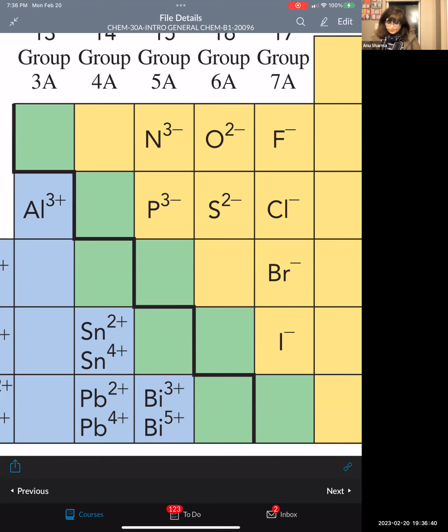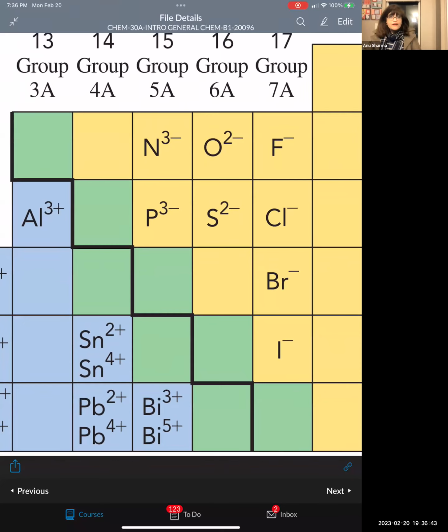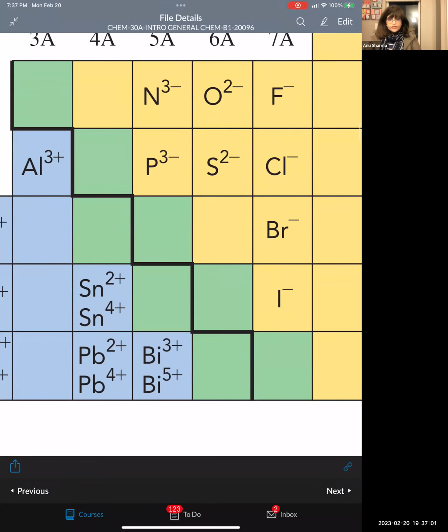Okay. Next comes group 5A, 5 valence electrons. In this case, we see nitrogen and phosphorus. These are non-metals, so they will gain electrons. As a result, they will form -3 charge. Nitrogen becomes nitride, phosphorus becomes phosphide, with 3 negative charges. But we also have the metalloids, and we have a metal, bismuth. Metalloids are in between metals and non-metals in their characteristics, but bismuth, the blue one you see, is a metal. Bismuth has the capacity to lose 3 electrons, but it can also lose 5 electrons. As a result, bismuth will form +3 and +5 charges.